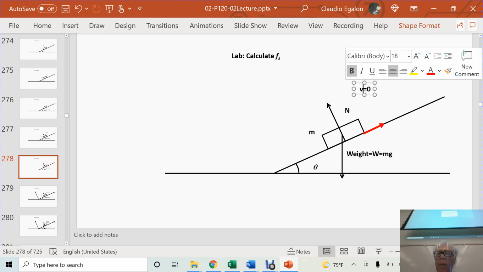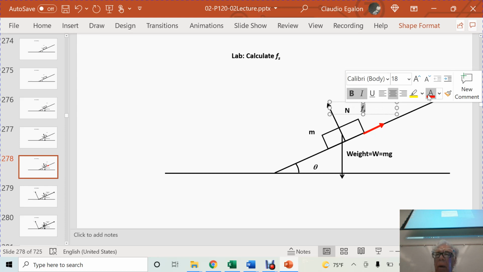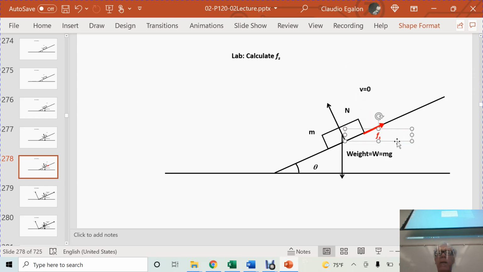And I'm going to label it as F sub S. Remember, this is not a lab. This is a lecture, right? So I gotta fix that as well. Here you go, F sub F. Good. No lab. This is not a lab. All we want is to calculate the F sub F S in terms of the other forces. Okay?